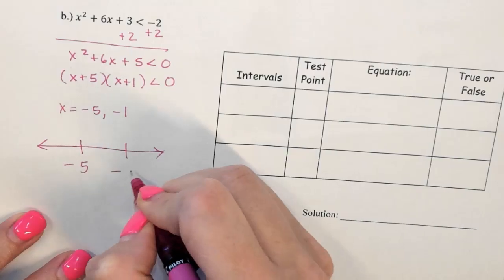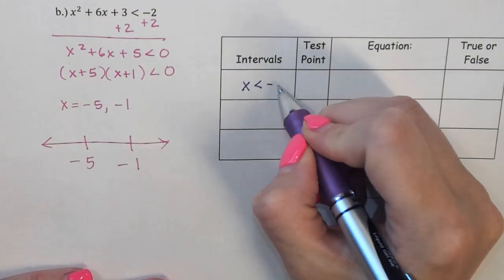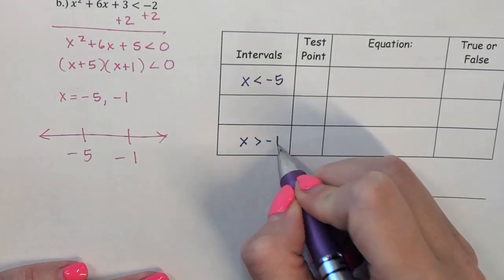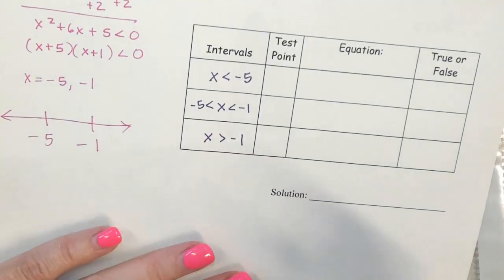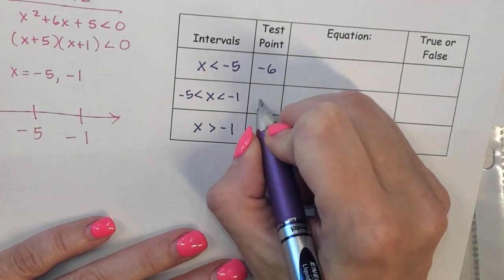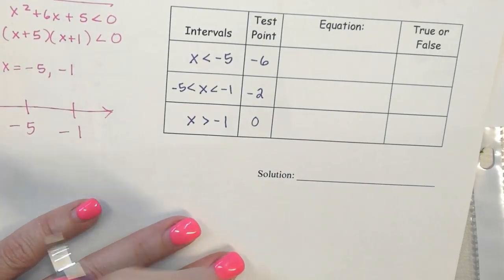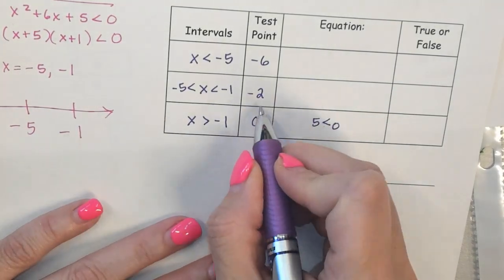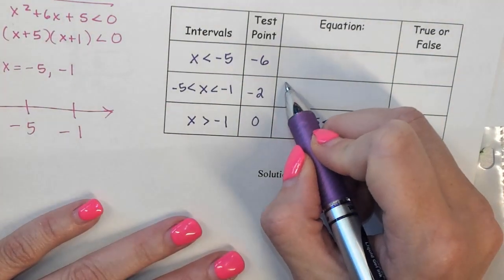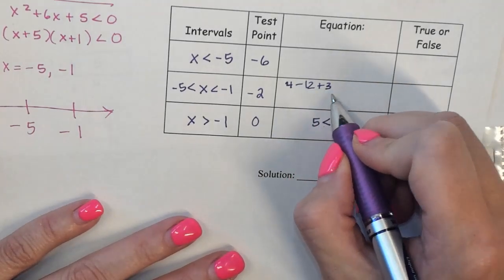The reason why I set them up on my number line is so that I can see where my boundaries are. So this interval is x less than negative 5, x greater than negative 1, or x is going to be in between those two. If you chose negative 6, and be careful, it can't be 0 for this one, negative 2 and 0, then you should have the following inequalities. 5 is less than 0. When I plugged in negative 2, I did the work in my head, so I said 4 minus 12 plus 3, and then I set up my inequality.